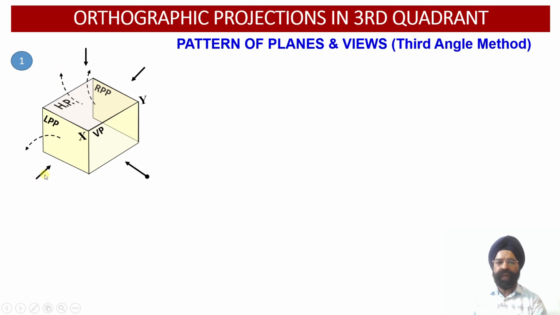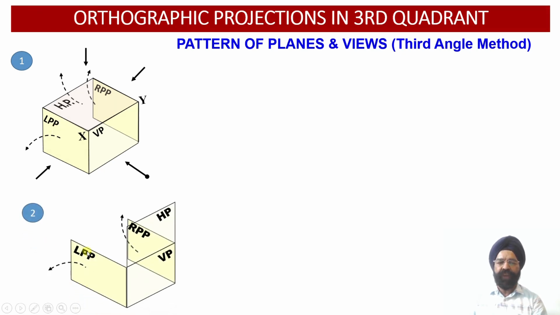Now when we are going to look at this object from the left hand side orientation, the left side projections will be obtained onto the left profile plane over here, and this profile plane will be opened up alongside the left side direction over here. So the left hand side view projections will be obtained on the left hand side of the front view projections below the XY reference line.